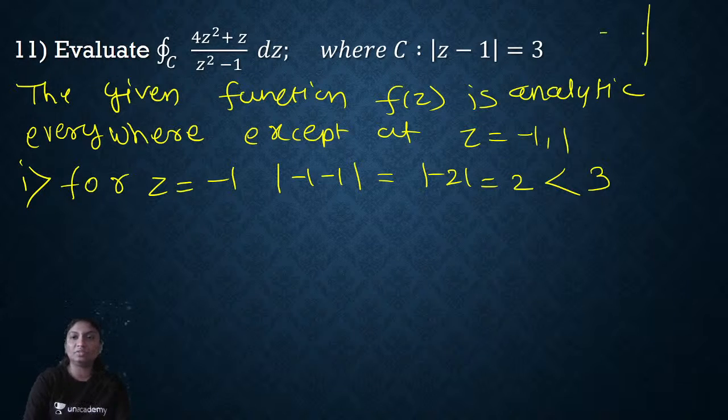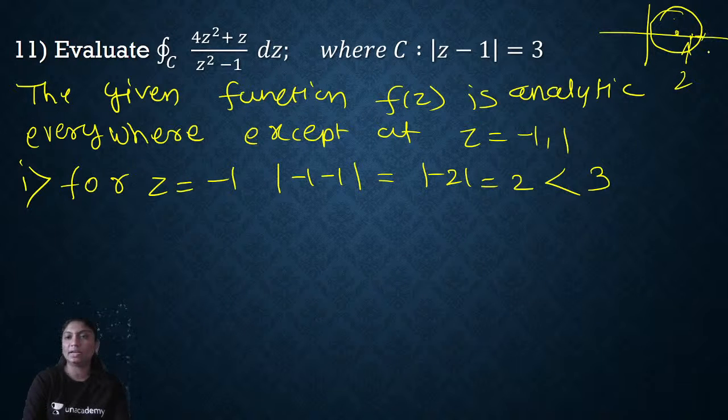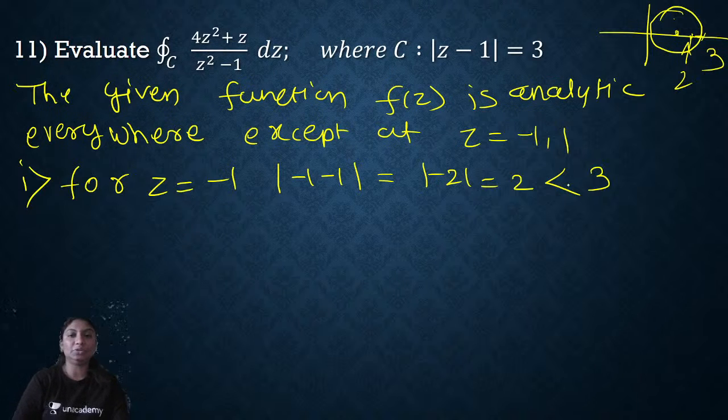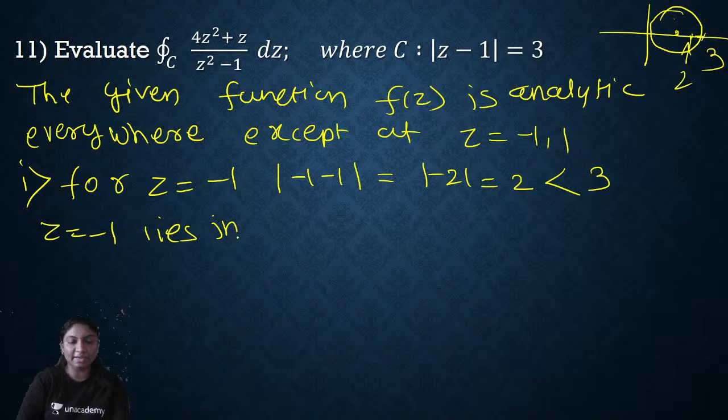Suppose this is your curve, a circle with center at (1, 0) and radius 3. So 2 will be here somewhere, and this is the radius. Obviously the point z equal to minus 1 lies inside the curve C. Here z equal to 2 also lies inside the curve C, and z equal to minus 1 lies inside the curve C.